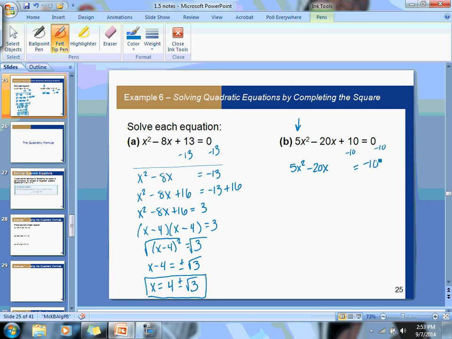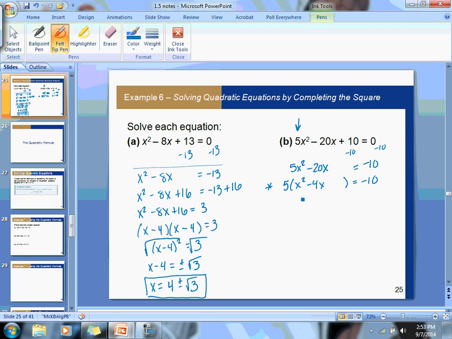Now before I take half of my middle term and square it, I have to take out that lead coefficient as my GCF. Now I know technically these terms also have an x as their GCF, but I don't want to take any x's out because I need an x squared and an x so that it stays as a quadratic. So you just take out that numerical GCF. That's the tricky part for this one. That's the extra step that's different between part A and part B.